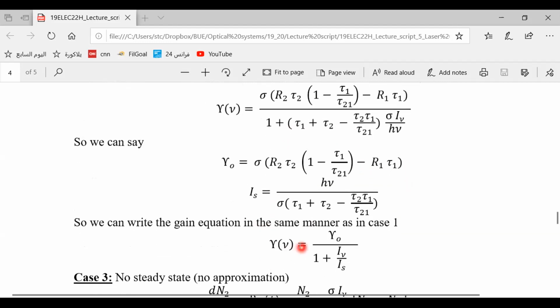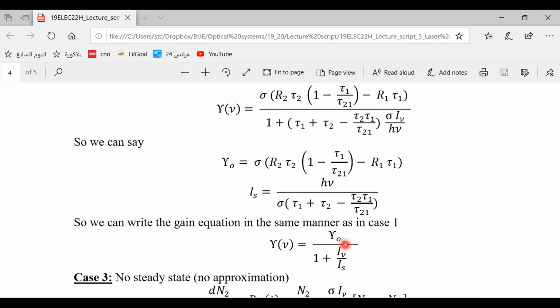Then you will have the same equation. So it's again typically the same equation, but with a new gamma node and IS. That's all. But the relation between gamma and I mu is still inverse proportional. So the gain saturation process is still valid.